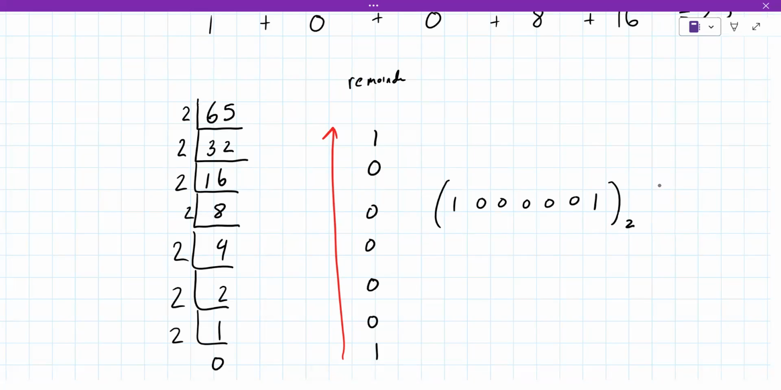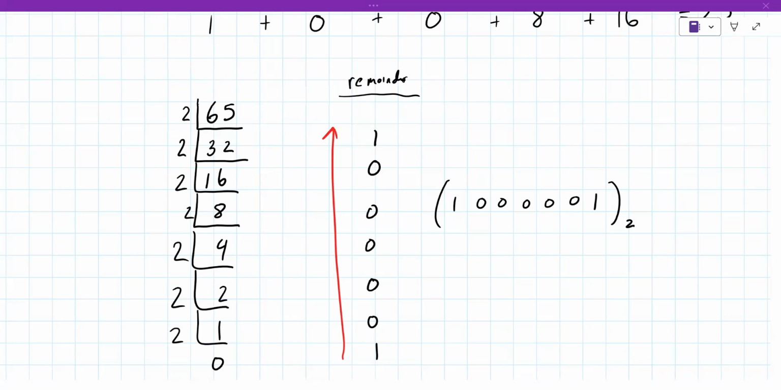0, 1, 2, 3, 4, 5, 6. Yeah, that is right. There's only 5 zeros, right? 1, 2, 3. Okay. It's a little bit awkward because you haven't used remainders in a long time. Questions? No. Okay, so that takes care of number 4.